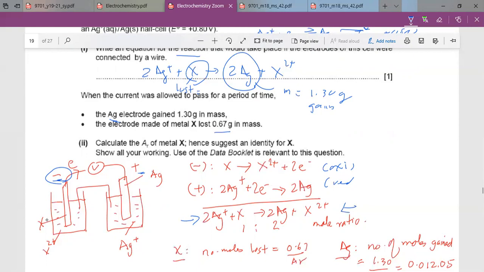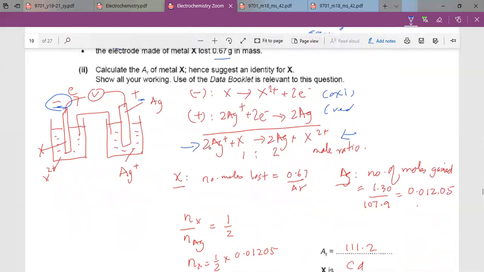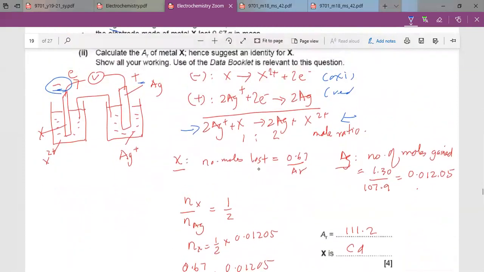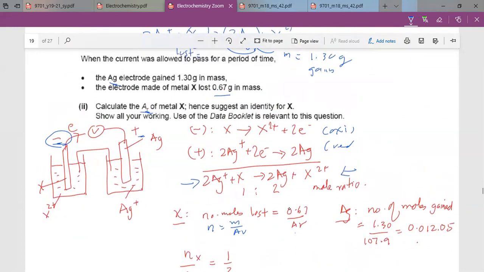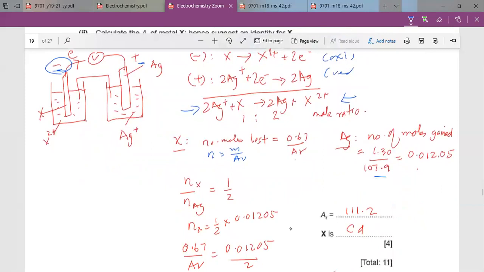So of course then you calculate. The number of moles lost is n equals m over Ar. You want to find the Ar, so calculate the Ar for the metal and suggest the identity. So I don't know the Ar, so 0.67 over Ar. Okay, now silver gain will be 1.30 over the Ar for silver, which is 107.9. So that's the number of moles of silver.